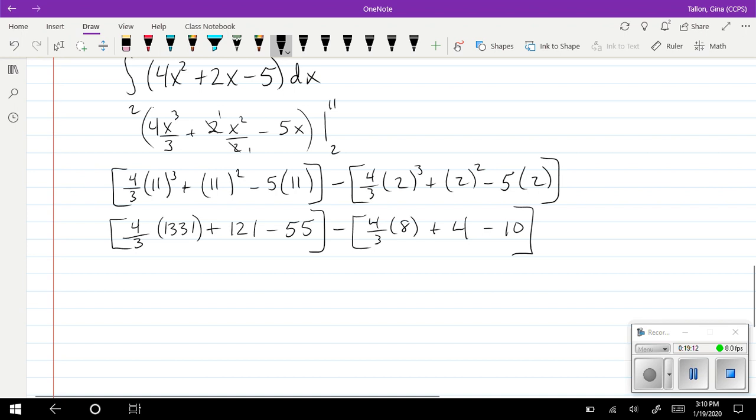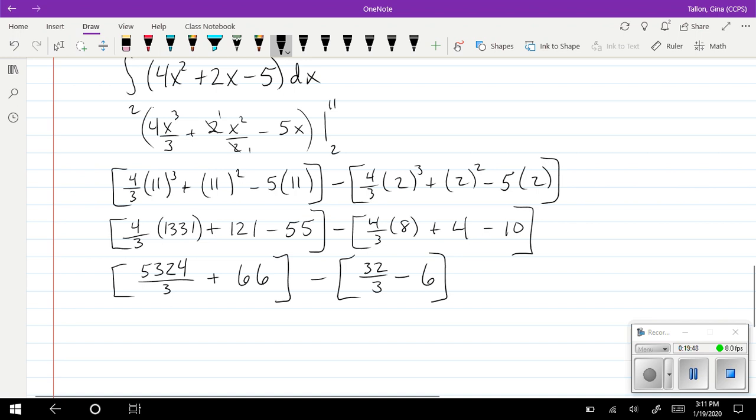Let's clean this up a little bit, as much as we can. Definitely, let's see, 1,331 doesn't divide by 3 because it was created by 11 times 11 times 11, and 11 doesn't divide by 3, so therefore its cube won't divide by 3. I'm going to multiply that out and get 5,324 plus 66, because a positive 121 minus 55 yields you with a positive 66. This will give me 32 over 3 minus 6.